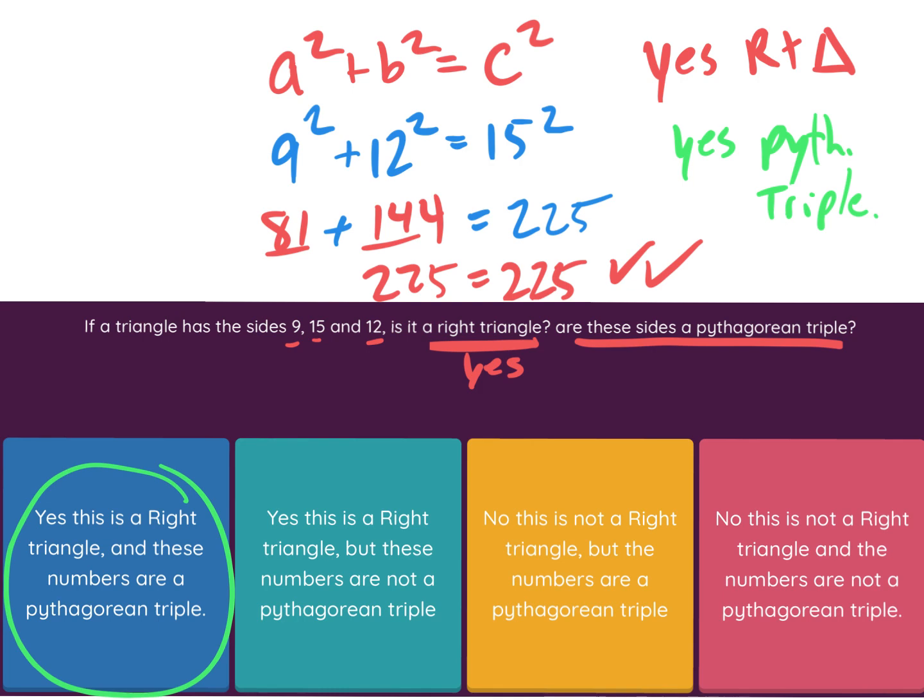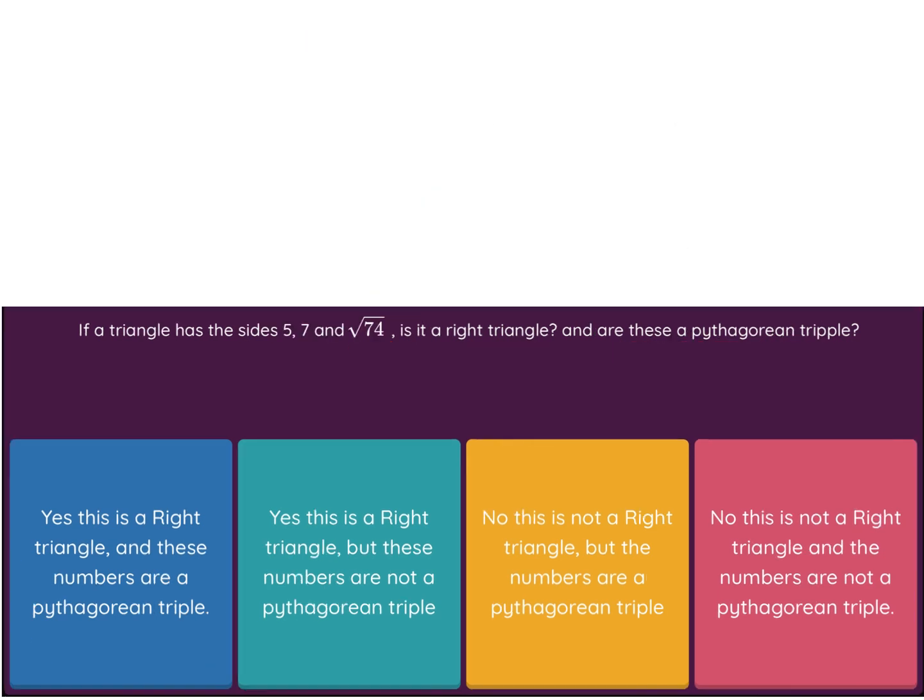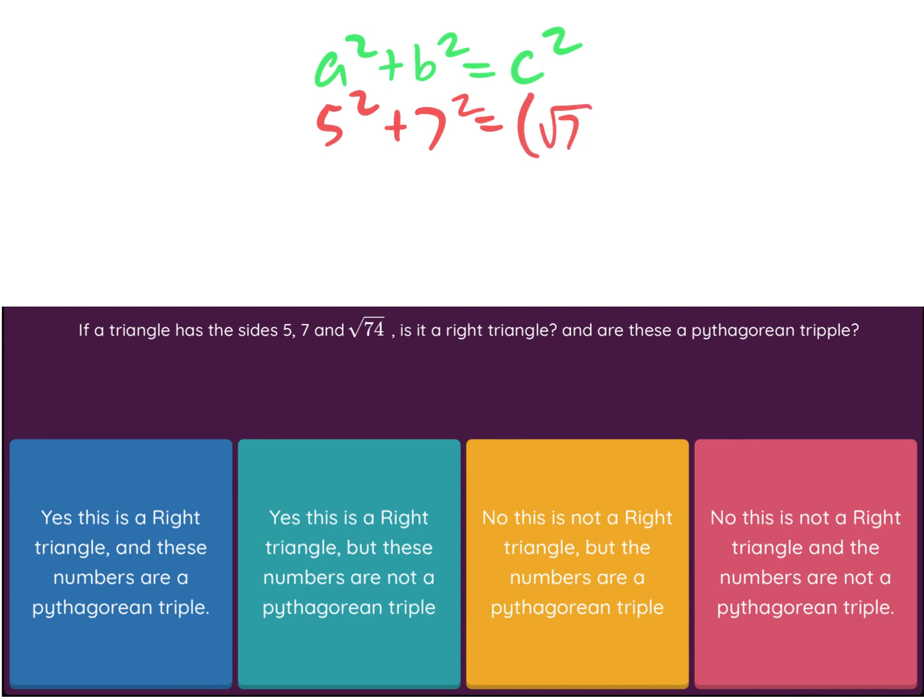Let's do a couple more of these. Check this one out. If a triangle has sides 5, 7, and the square root of 74, is it a right triangle? Well, we need to verify that a squared plus b squared equals c squared. So I'm going to write 5 squared plus 7 squared equals the square root of 74 squared. Now, some of us are freaking out right here, but you could do this on the calculator, but that's a waste of time.